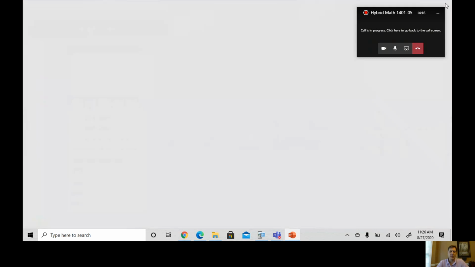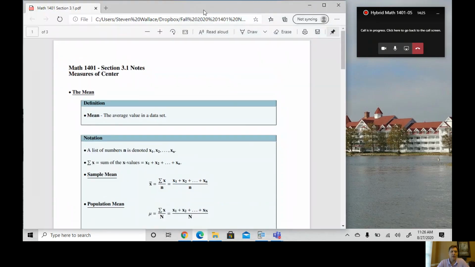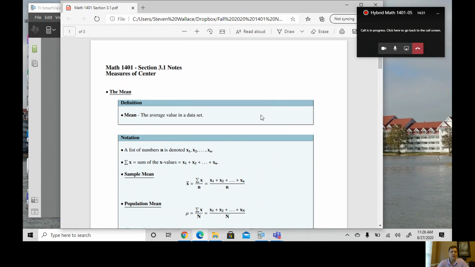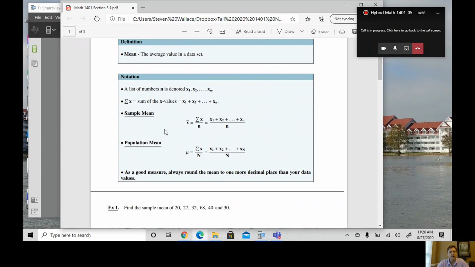Okay, so that was section 2.2. Now, the bit about section 3.1 has to do with mean, median, and mode, or measures of center. Everyone knows how to find the mean. Mean is the average. You take the numbers, add them up, and divide by how many there are. If it's a population mean or a sample mean, you do the same calculation, except they have a different symbol, which later will be important.